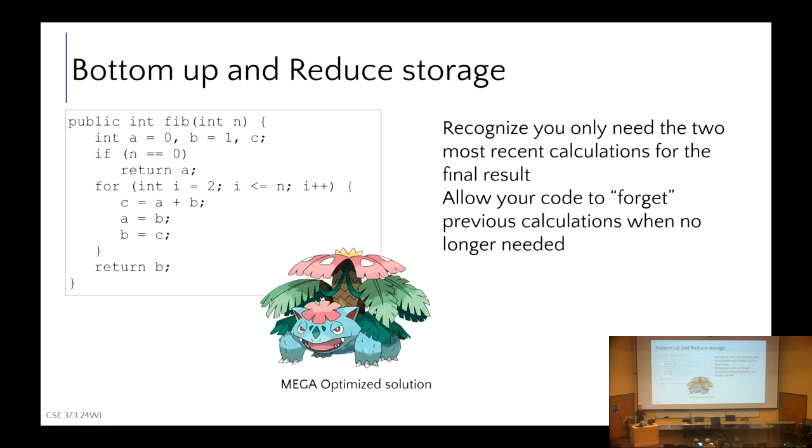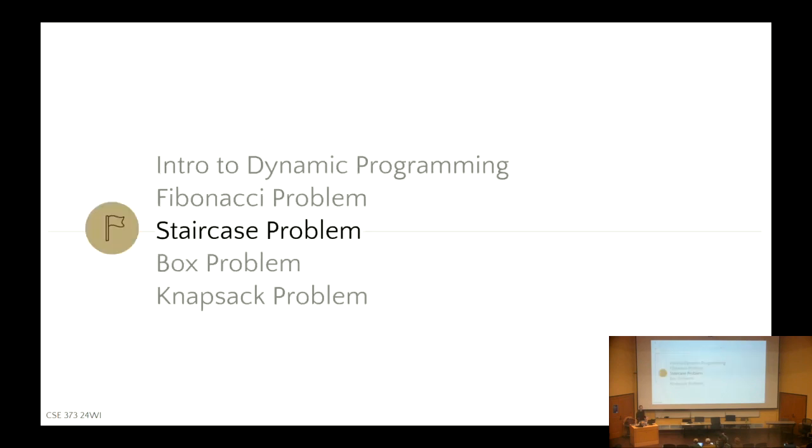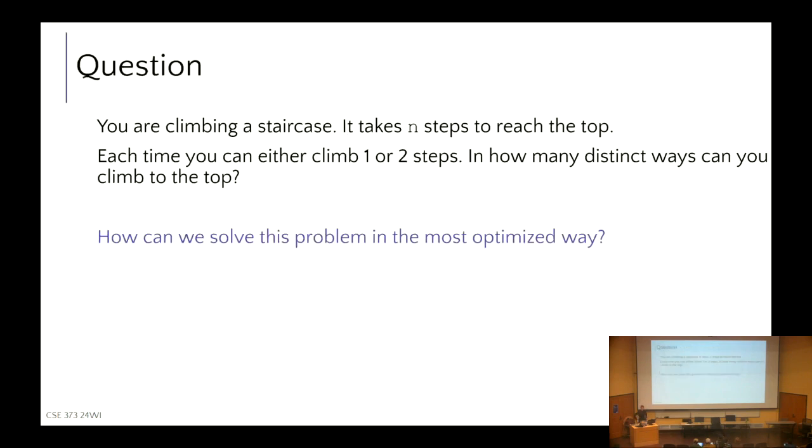We will do more examples. It'll make more sense as you get to see more examples. But since everybody seems to be so comfortable with it, why don't you try? You are climbing a staircase. It takes n steps to reach the top. Each time, you can either climb 1 or 2 steps. How many distinct ways can you climb to the top?